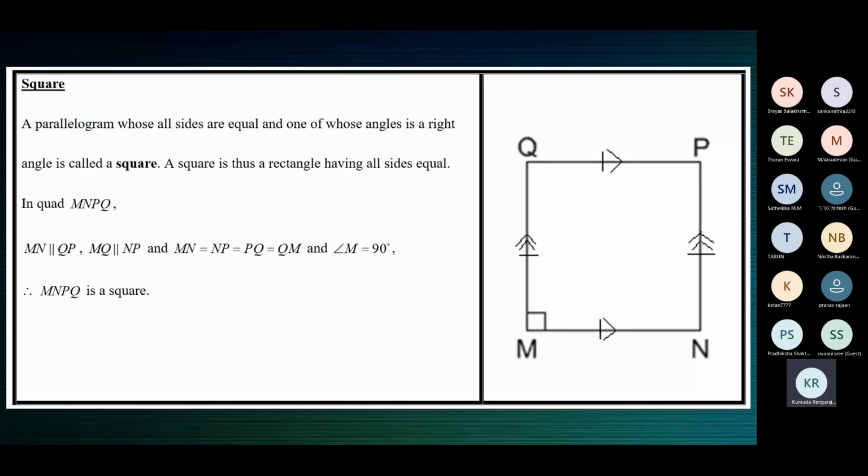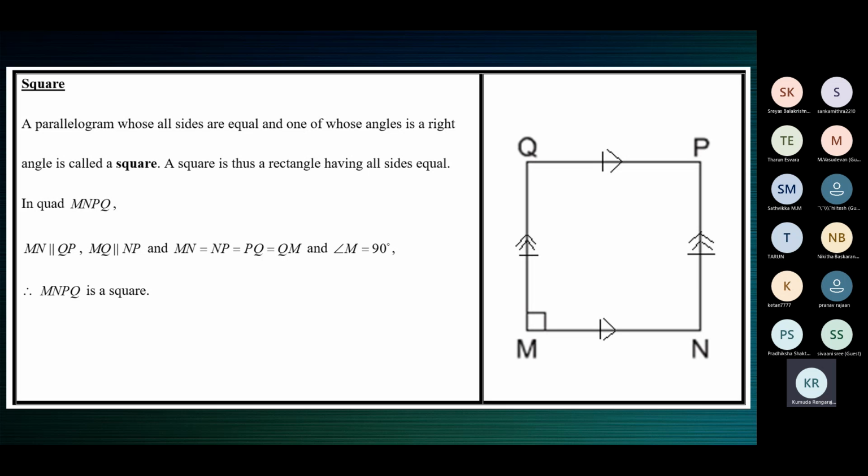In a parallelogram, we know that the diagonals bisect each other. Also, in a rhombus, rectangle, and square, the diagonals bisect each other, because all these three are also parallelograms with more special properties. So in all these three figures also, the diagonals bisect each other.